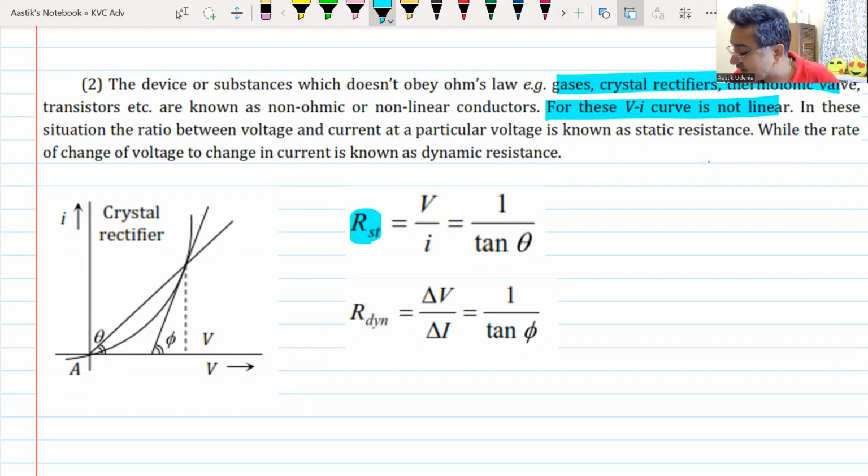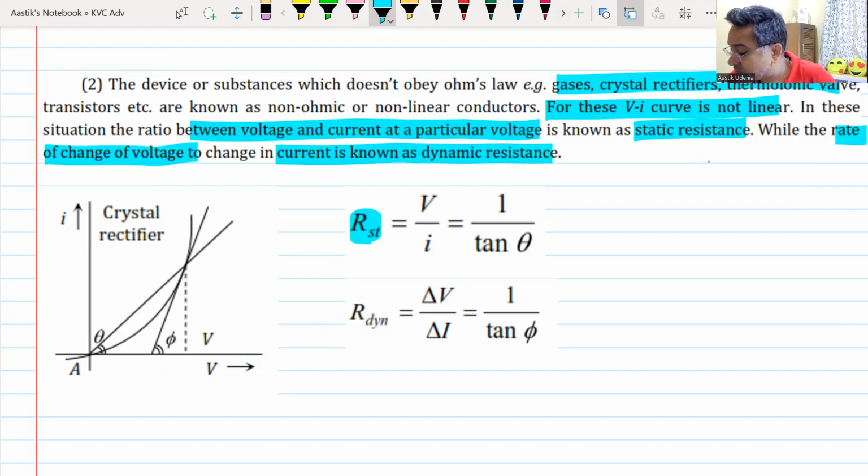One is known as static resistance. The static resistance is the relation between voltage and current at a particular voltage, that is static, while the dynamic resistance is based on the rate of change of voltage, because the rate of change will be different. So the slope of the VI graph at any point will give you the dynamic resistance. Static resistance and dynamic resistance are both shown in this diagram.